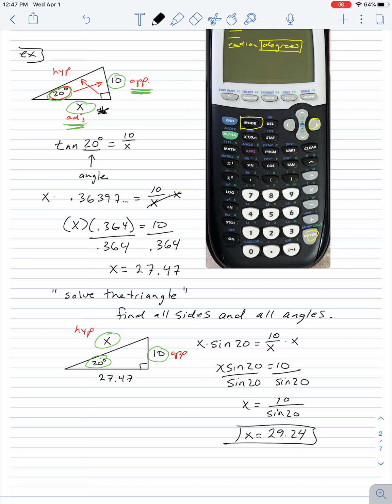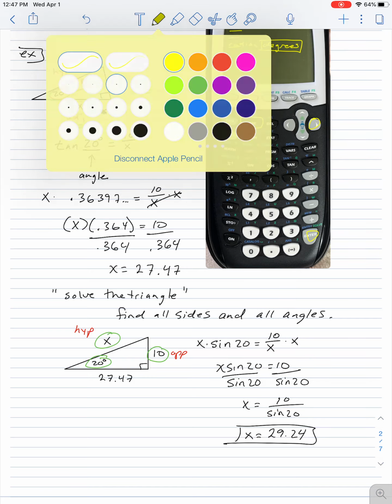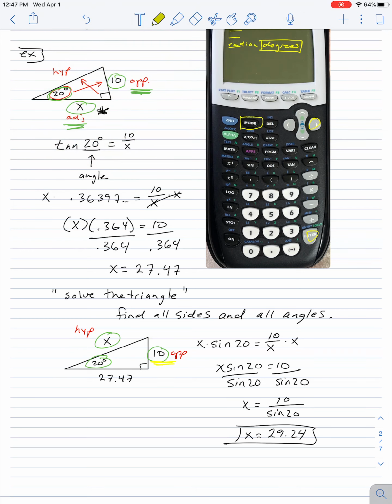Something that you should know from geometry is that the hypotenuse is always the longest side. So as I'm checking my answer to see if it makes sense, I see that this side is 10, this is 27, and then this side is 29. Yes, that is the longest side, the hypotenuse, and that's a good check to do.